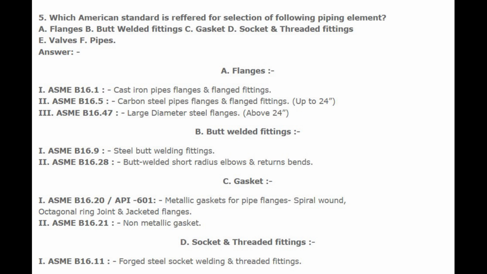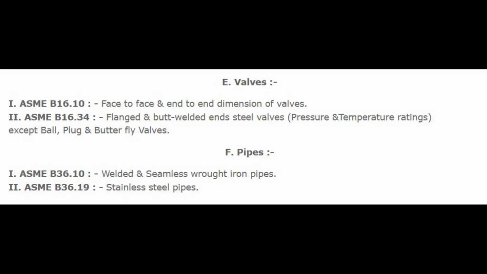Forged steel socket welding and threaded fittings. For valves: ASME B16.10, Face-to-face and end-to-end dimension of valves; ASME B16.34, Flanged and butt welded end steel valves, pressure and temperature ratings, except ball, plug and butterfly valves. For pipes: ASME B36.10, Welded and seamless wrought iron pipes; ASME B36.19, Stainless steel pipes.